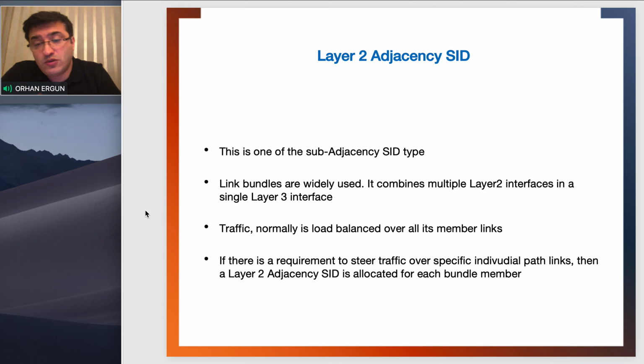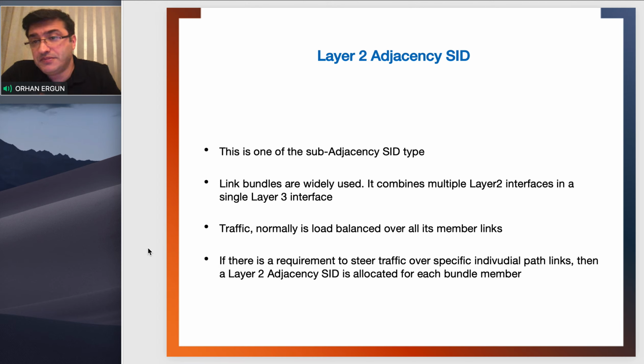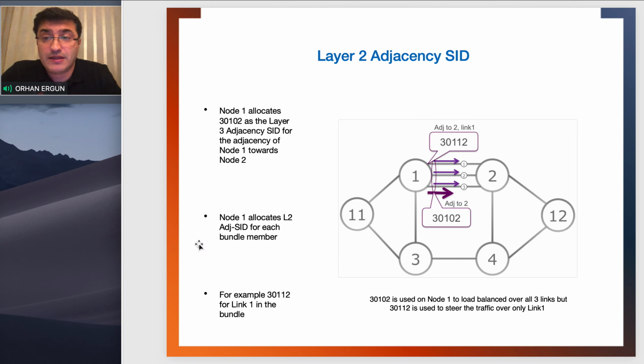Layer 2 hashing you need to do. And traffic is normally load balanced over all its member links, and you don't know exactly which packet will go over which link. It is based on the hashing function of that local device. If there is a requirement to steer traffic over specific individual links, though, then a layer 2 adjacency seed is allocated for each bundle member. So it is more granular, which you want to utilize sometimes, correct, maybe for some type of application, as I told you, maybe storage, maybe IoT, maybe a difference in your network. But determinism is the key here.